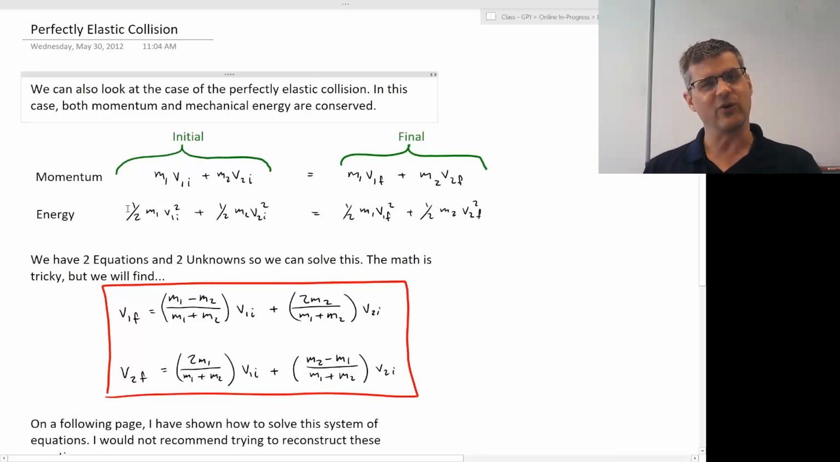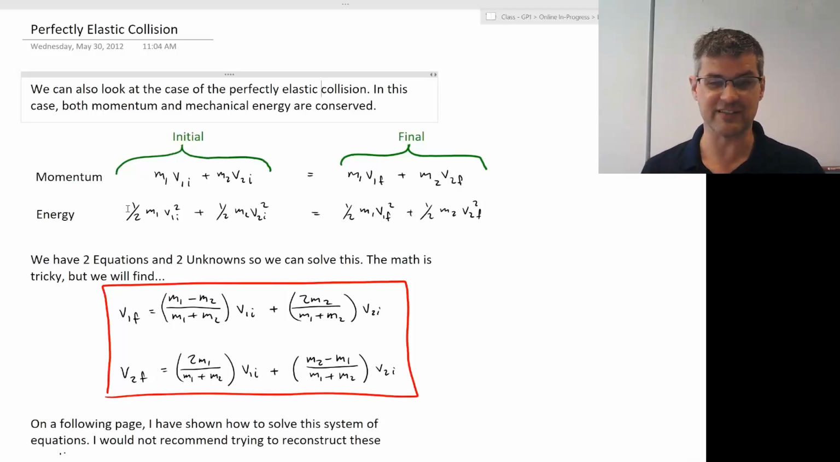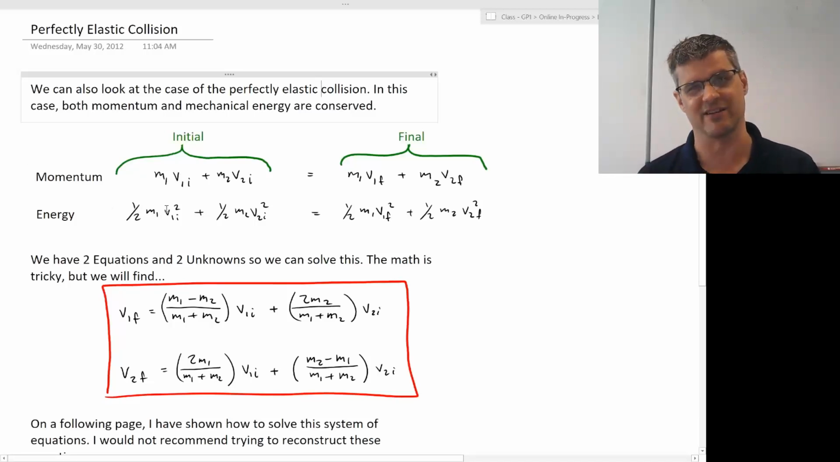Now, if we're really going to hold to the case that momentum is conserved and mechanical energy is conserved, this is a system of two equations and two unknowns. Maybe we know what the two masses are. Maybe we know what the two initial velocities are.